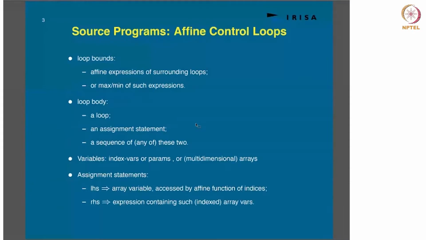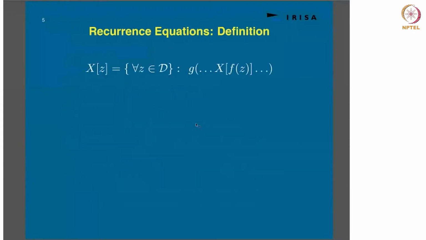So remember affine control loops, all of it. Here is the example. And basically what we have is, by doing this analysis, what we get is a system of recurrence equations. So you are computing all the points, for example, a variable x in some point, all the points in a domain. And in order to compute x at some point z, you are going to read x at f(z). This function f is my dependence function.